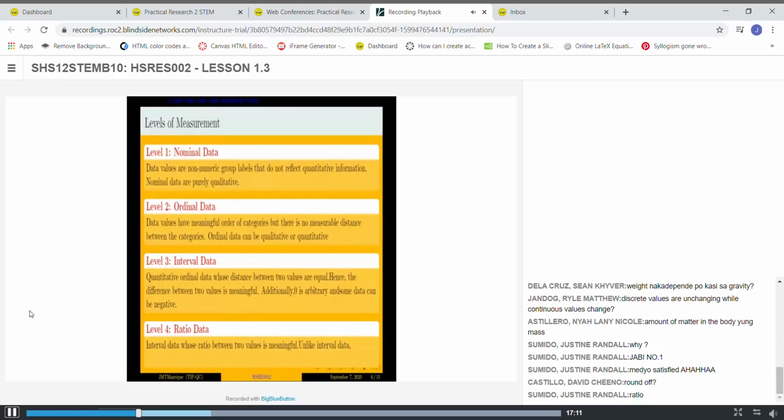So, unlike interval data, in ratio data, zero has an absolute value. Zero has true value. It has a fixed meaning. And all ratio data is non-negative. Kung sa interval data pwede maging negative, sa ratio, bawal silang maging negative. Pwede lang positive or zero.